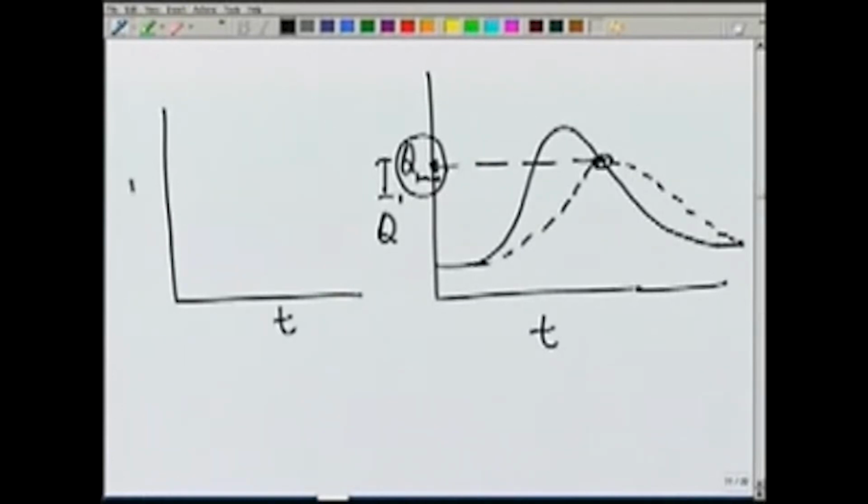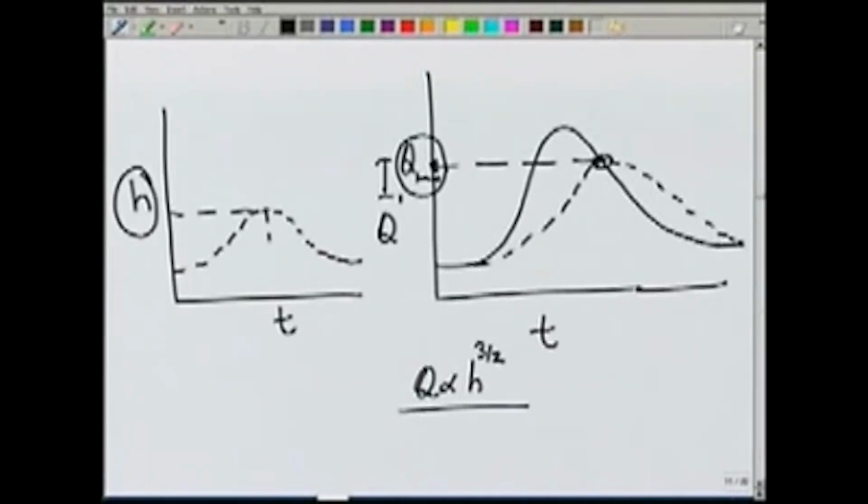Similar to this Q max, we can plot a curve which shows T versus the level in the reservoir H. It will follow a curve similar to the outflow curve, and it will reach a maximum. Since we say that Q is proportional to H to the power 3 by 2, the H will be maximum wherever Q is maximum. So, these two times will be the same if we say that Q is proportional to H 3 by 2, which normally happens when we have ungated spillway.